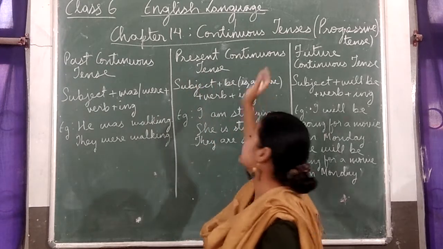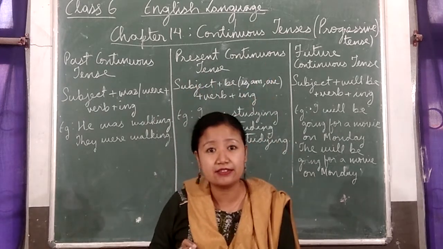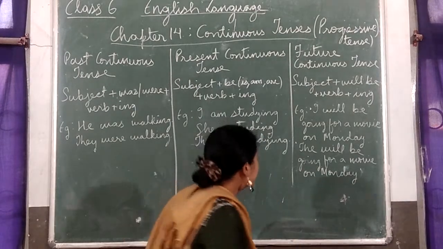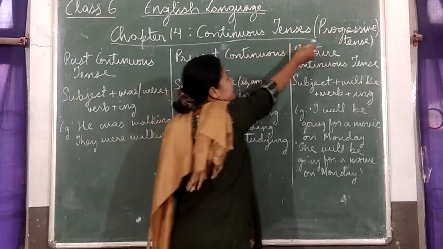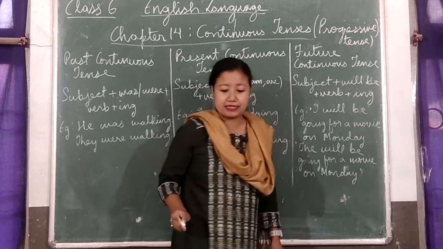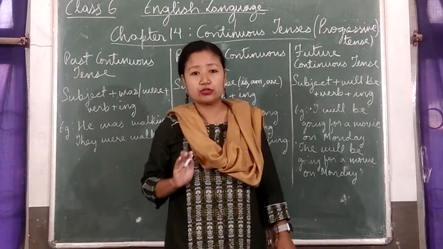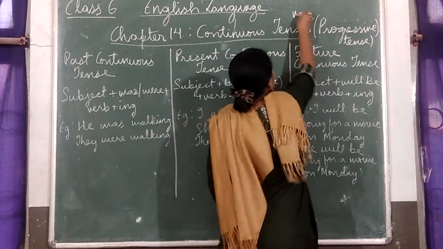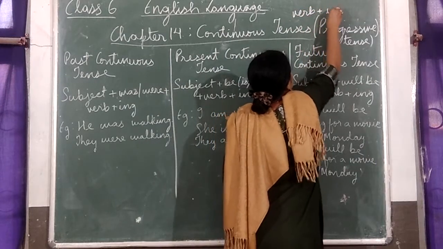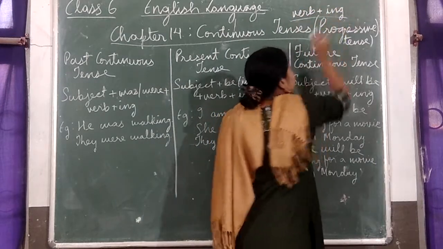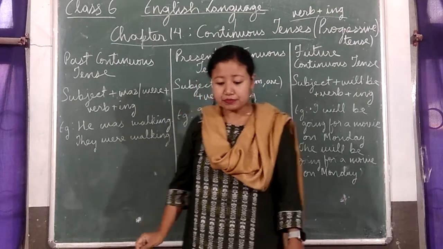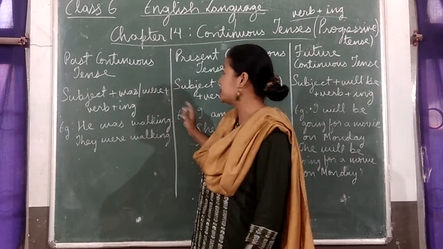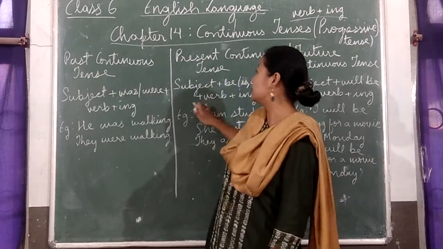Continuous tenses are also called progressive tenses. So here all you are doing is you are adding verb plus ing in a sentence. Okay, so let's start with present.